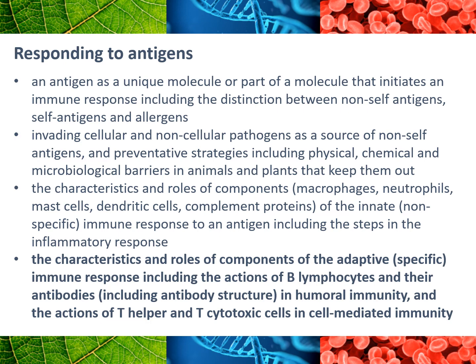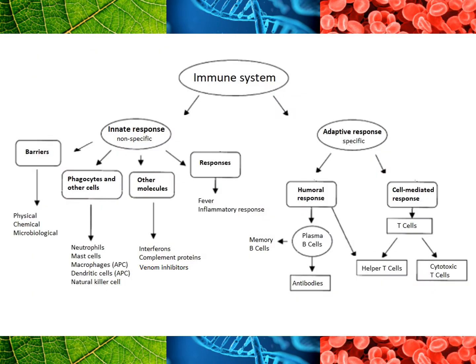All right, so the final topic in the responding to antigens part of the study design is looking at the adaptive or specific immune response. And you can see there's a few bits in this that we need to cover, but looking at B lymphocytes, antibodies, and also T cells or T lymphocytes. If we go back to our flowchart here, we've covered everything on this side, and now we are looking at this, our specific immune response.